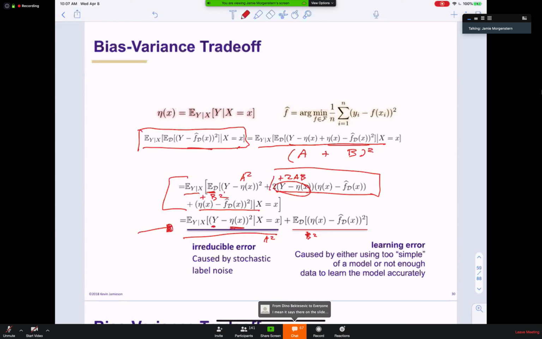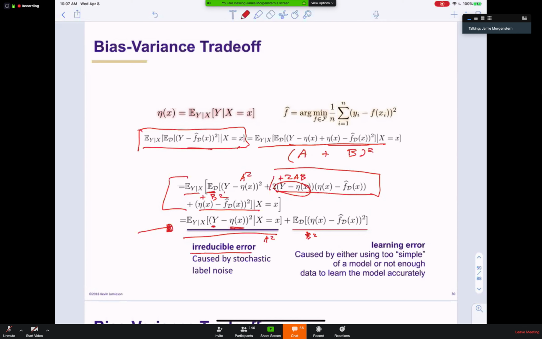Whereas y actually varies, right? When we were thinking about conditioning on a particular value x from that point cloud, there were many values y, many sales prices for any particular date of sale, right? So there is going to be some difference between y and eta x. This is just equal to how much variability there is in sale price fixing a particular date of sale. So this is what's called irreducible error.